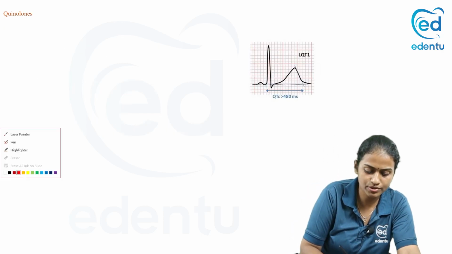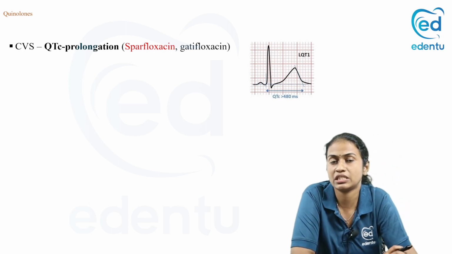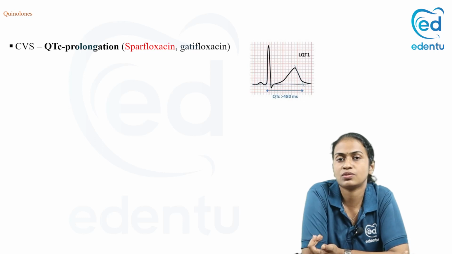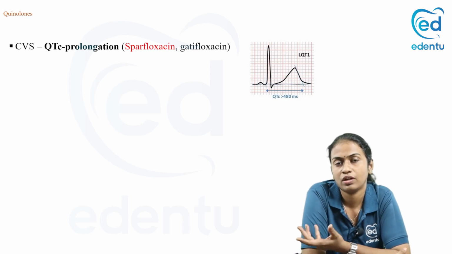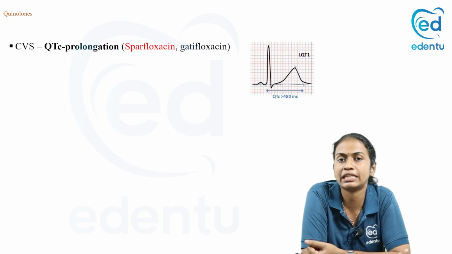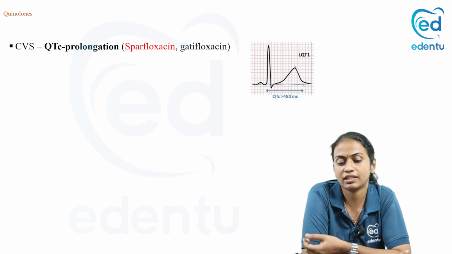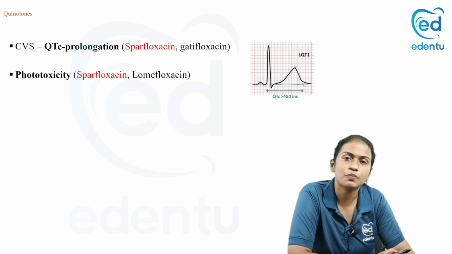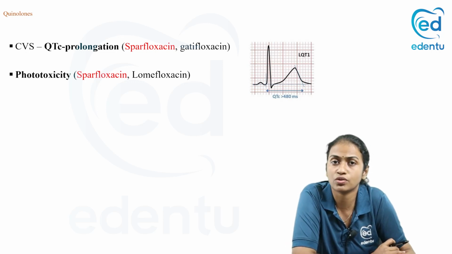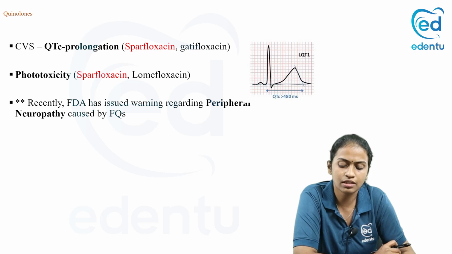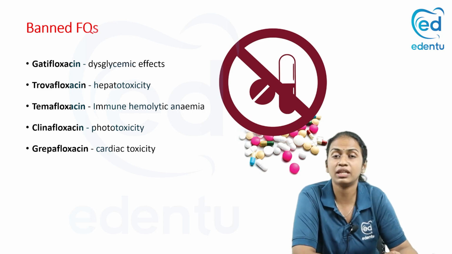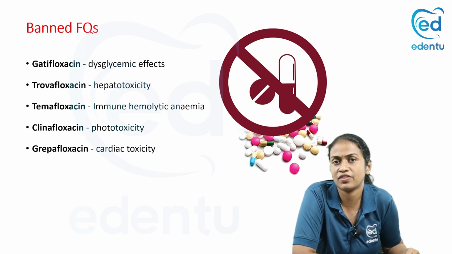Certain agents can produce QT prolongation in the ECG. That is sparfloxacin, gatifloxacin. So you should be very careful when you're giving it with enzyme inhibitors, those drugs which inhibit the CYP450 enzymes like erythromycin or ketoconazole, which can increase the concentration of these drugs and result in arrhythmias. Then sparfloxacin is also known to cause phototoxic reactions, and there is a warning regarding peripheral neuropathy caused by fluoroquinolones.